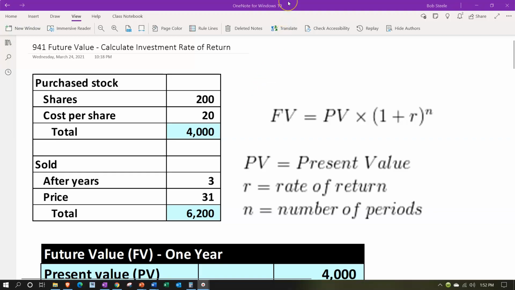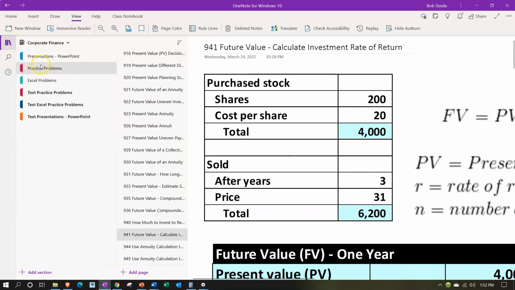Here we are in OneNote. If you have access to OneNote and would like to follow along, you're not required to, but if you have access and would like to, we're in the tab on the left-hand side. We're in the practice problems, and then down here on the 941 future value calculate investment rate of returns tab.